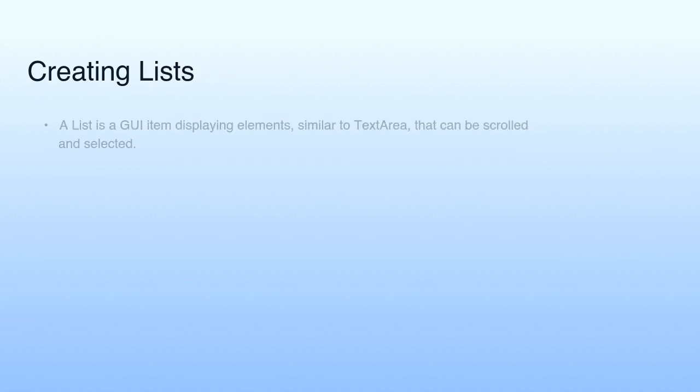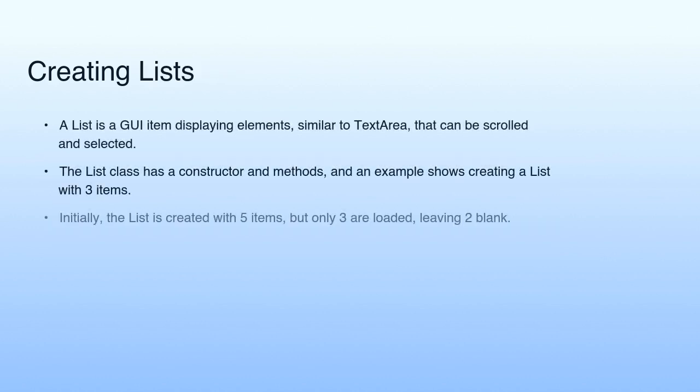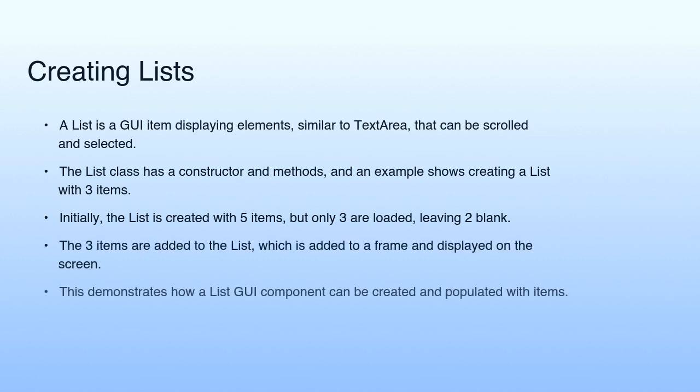A list in AWT is a GUI component that displays elements similar to a text area, which can be scrolled and selected. The List class has a constructor and methods, and an example demonstrates creating a list with 3 items. Initially, the list is created with 5 items, but only 3 are loaded, leaving 2 blank. The 3 items are added to the list, which is then added to a frame and displayed on the screen. This illustrates how a list GUI component can be created and populated with items.